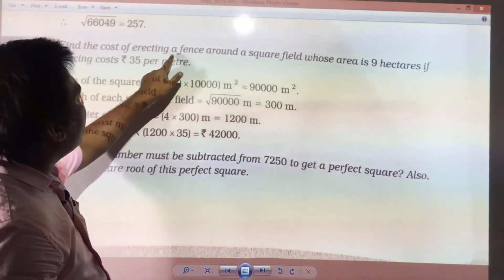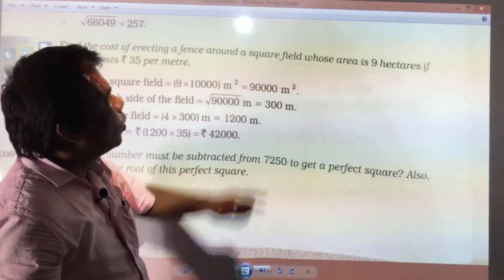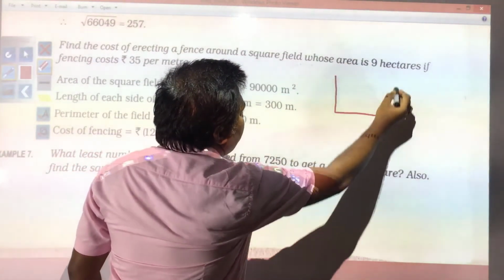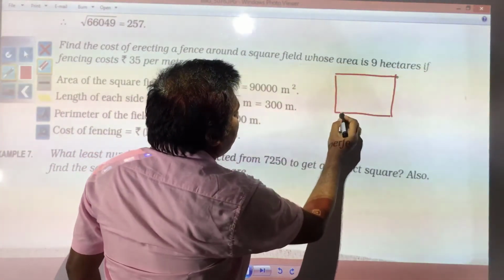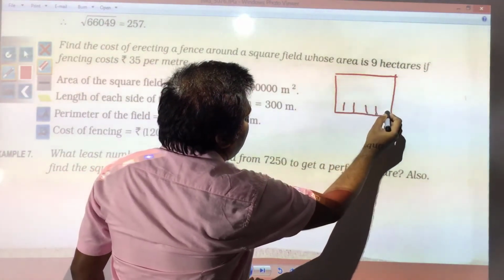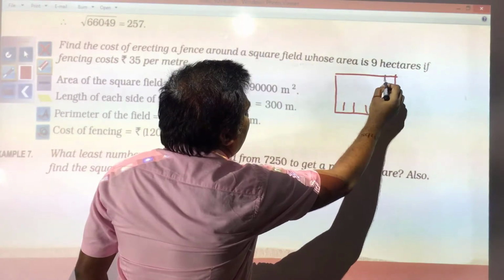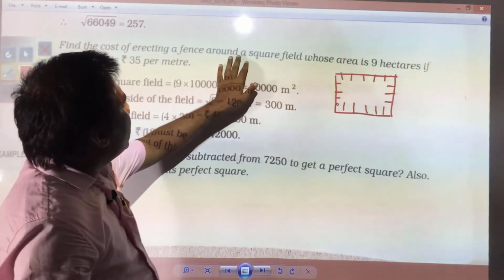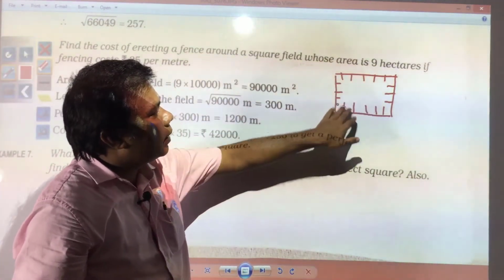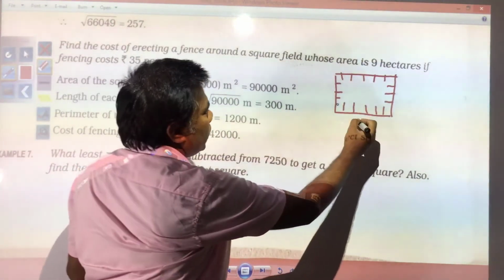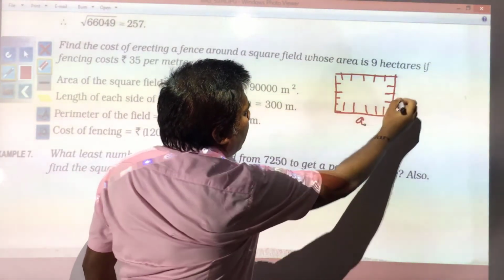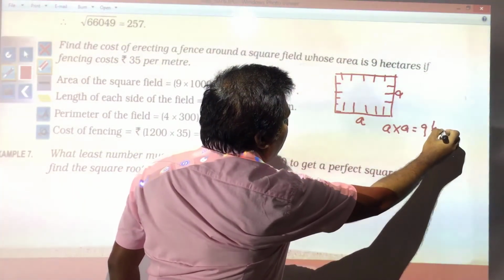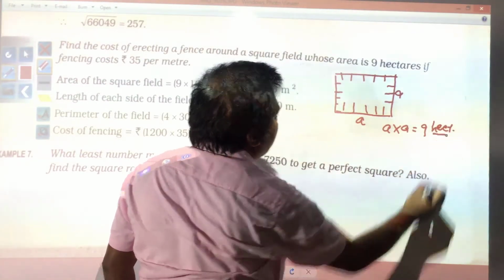Find the cost of erecting a fence around a square field whose area is 9 hectares. Suppose you have a square field like this, and a fence is getting erected like this, and find the cost for this. Area has been given. So suppose your side is A, so area is equal to side into side, A into A, and that is equal to 9 hectares. 9 hectares has been given as area.